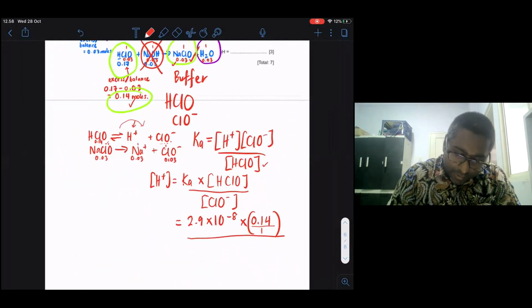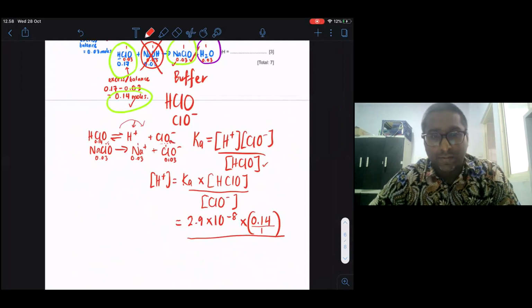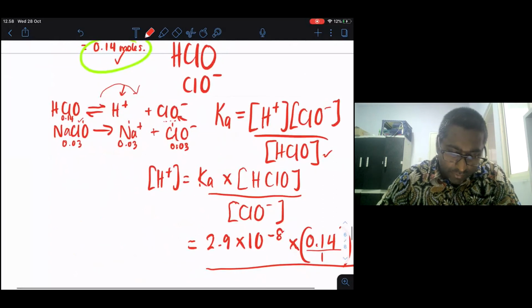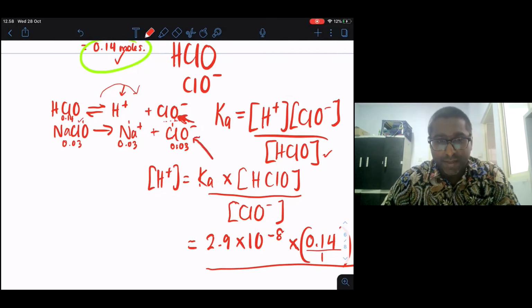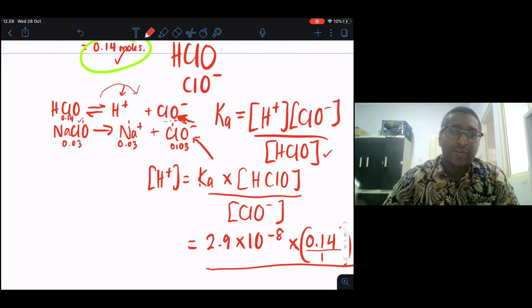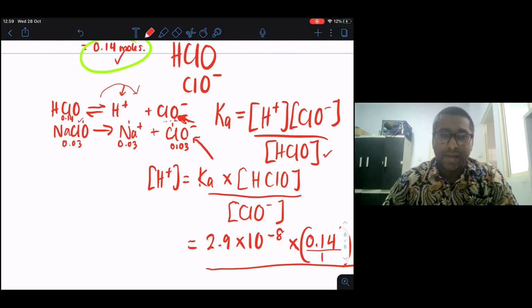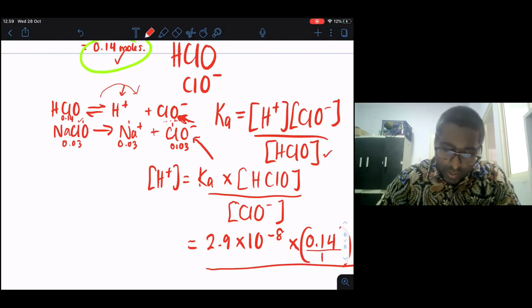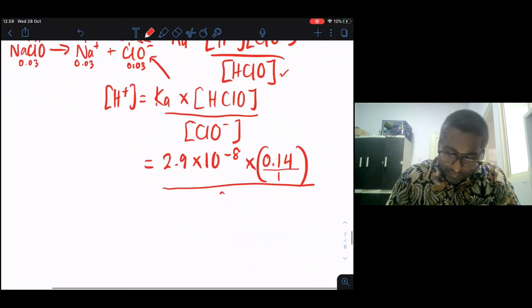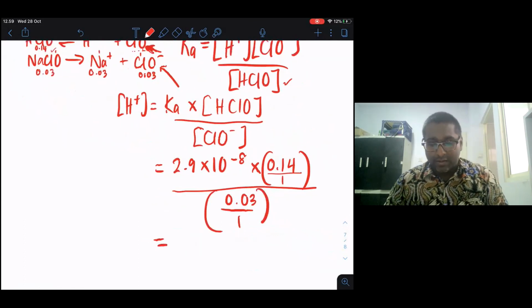The amount coming from the dissociation of HClO is too little, so the ClO minus is counted from the salt. This is important. The concentration of the conjugate base here is going to be 0.03 divided by 1 dm cube. So you are going to use 0.03 divided by 1, and we are going to calculate this.